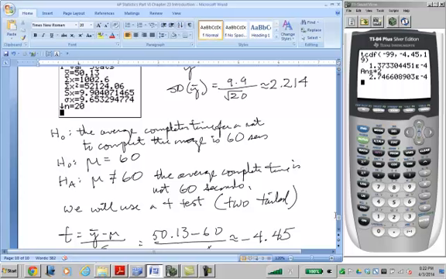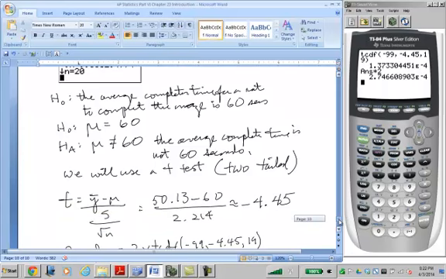So the t-score will equal y bar minus mu over s divided by the square root of n, which is 50.13 minus 60 divided by 2.214, which gives us a t-score of negative 4.45. Now the p-value is going to be 2 times tcdf of negative 99 comma negative 4.45.